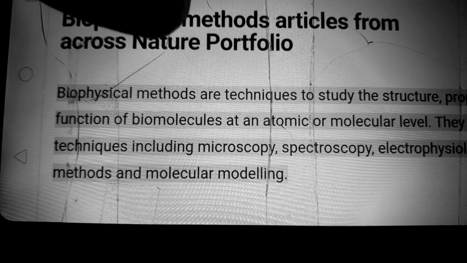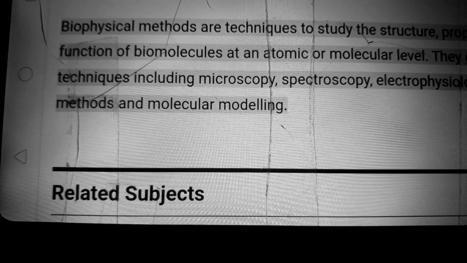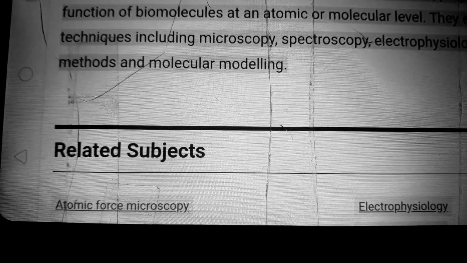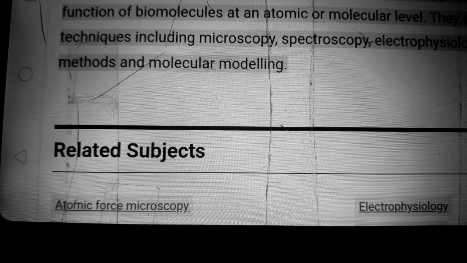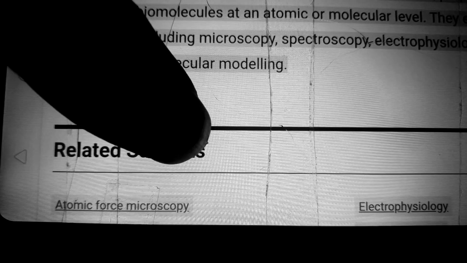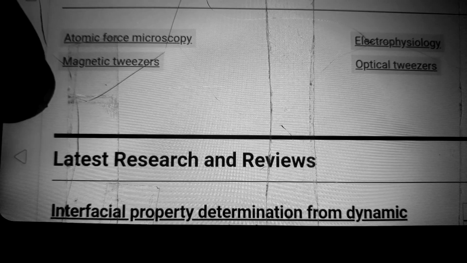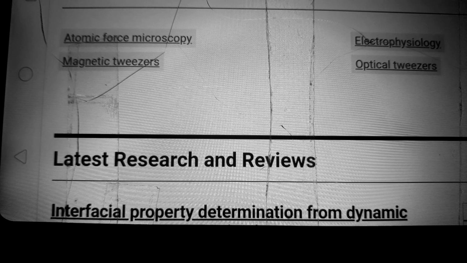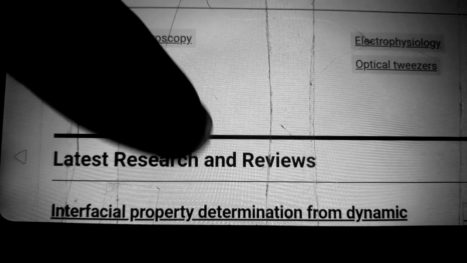Biophysical methods are techniques to study the structure, properties, dynamics, or function of biomolecules at an atomic or molecular level. It compares a range of techniques including microscopy, spectroscopy, electrophysiology, single molecule methods, and molecular modeling. Related subjects: atomic force microscopy, magnetic tweezers, electrophysiology, and optical tweezers.